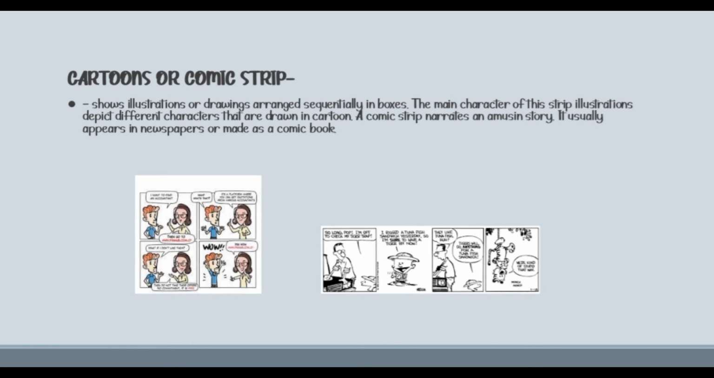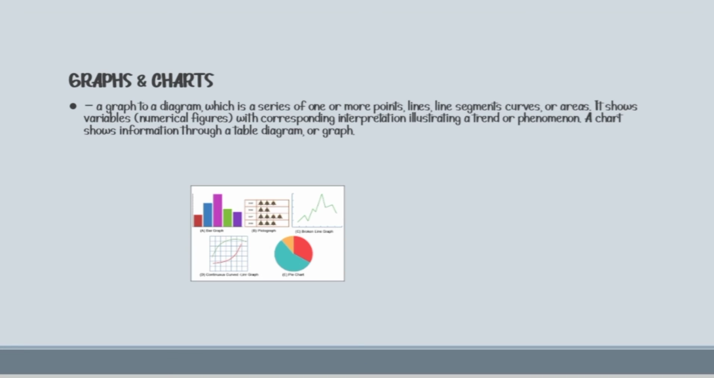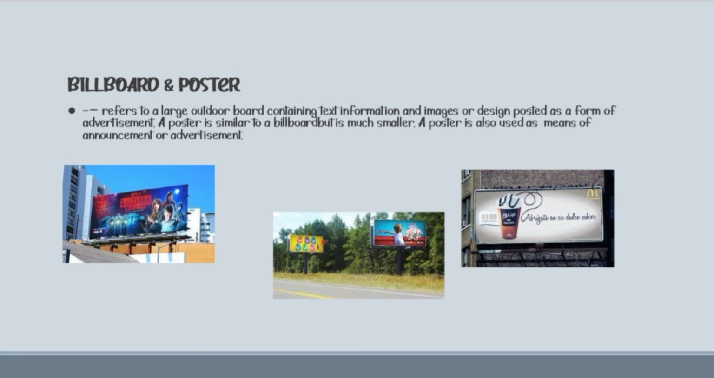Next, we have cartoons or comic strip. This is to show illustrations or drawings arranged sequentially in boxes. The main characters of this strip illustrations depict different characters that are drawn in cartoon. Next is graphs and charts. A graph is a diagram, which is a series of one or more points, lines, line segments, curves, or areas. It shows variables and numerical figures with corresponding interpretation illustrating a trend or phenomenon.